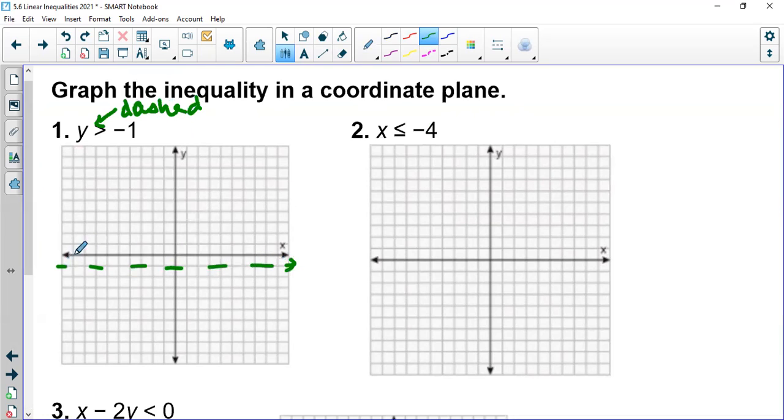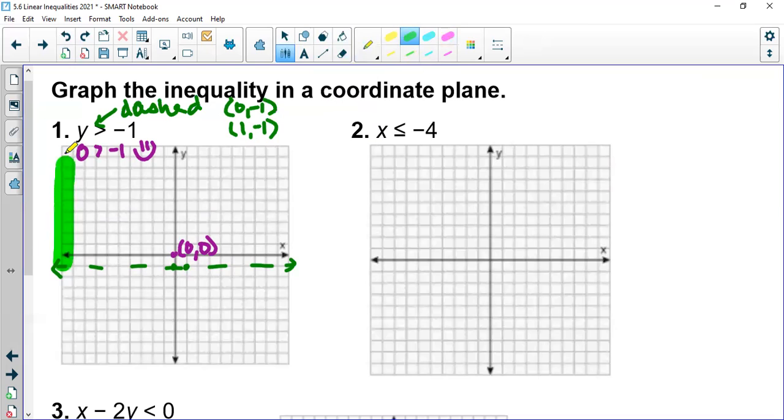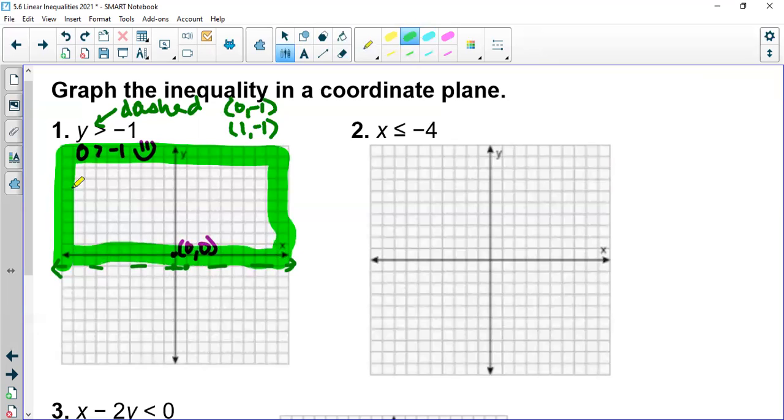And when in doubt, remember, you can always find a few points where y is -1. So you could always graph like 0, -1, 1, -1. And you'd see, oh, I got some points here. We got a horizontal line. And then we're going to shade through what makes it true. So again, I can test 0, 0 because it's not on the boundary line. If we test 0, 0, we get 0 is greater than -1, and that is a true statement. So we can shade through 0, 0 in this case because 0, 0 makes it true. So shade through that 0, 0, which is above this horizontal line.